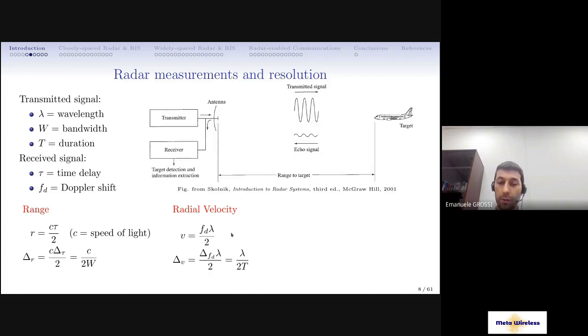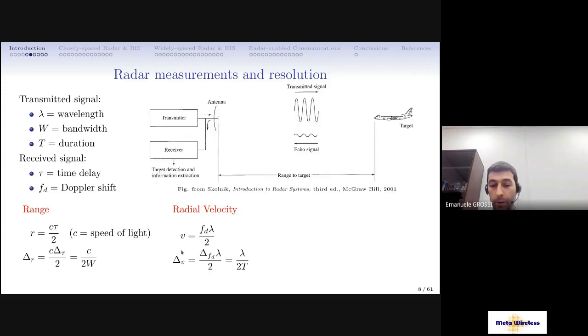If we do this, we obtain this relationship here, which is the standard relationship that relates the velocity and the Doppler frequency. In particular, the velocity is the Doppler frequency multiplied by the wavelength lambda divided by 2. This is another measurement that radars usually take. I just want to remind you that this is the radial velocity, also called range rate, since what is counted here is the relative distance between the radar and the target.